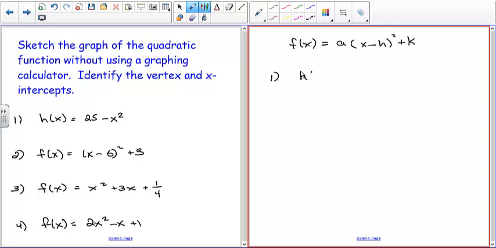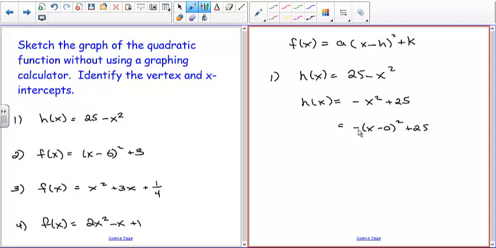Okay, so let's start with problem number 1. So you can see this is pretty close to standard form. I'm just going to change the order of the terms. So it's going to be negative x squared plus 25. So you see that we have no x-axis shift. It's not written explicitly as x minus 0. You don't really need to put that in there.